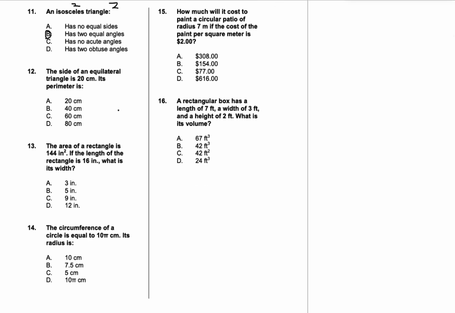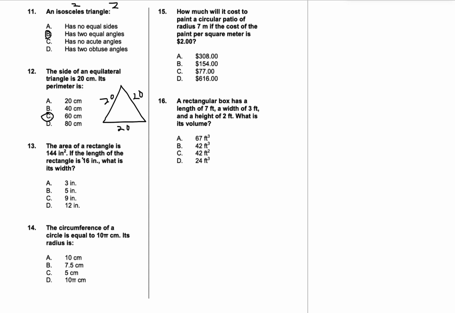And then the side of an equilateral triangle is 20 centimeters. So we can probably even draw this one out. Equilateral. So if one side is 20, then we can assume that all the sides are 20 because it's equilateral, right? And then it's asking for the perimeter. So that would just be the addition of all the sides. So we combine all the sides, we should get 60.